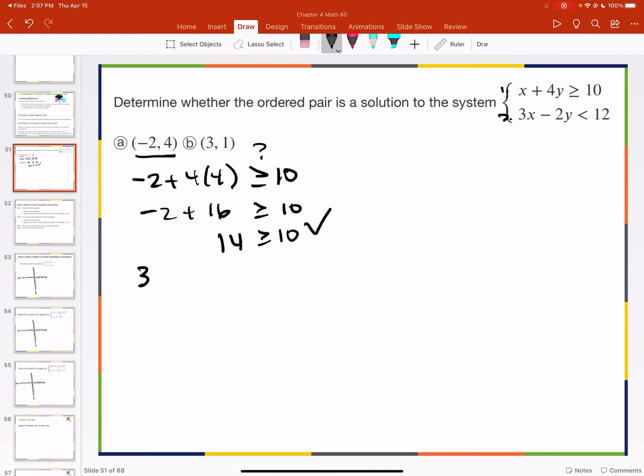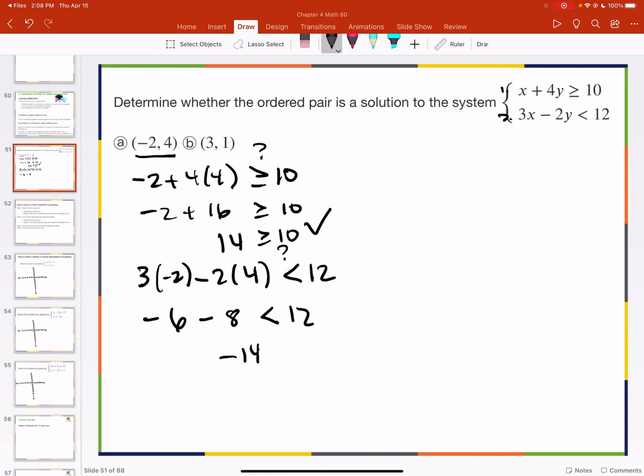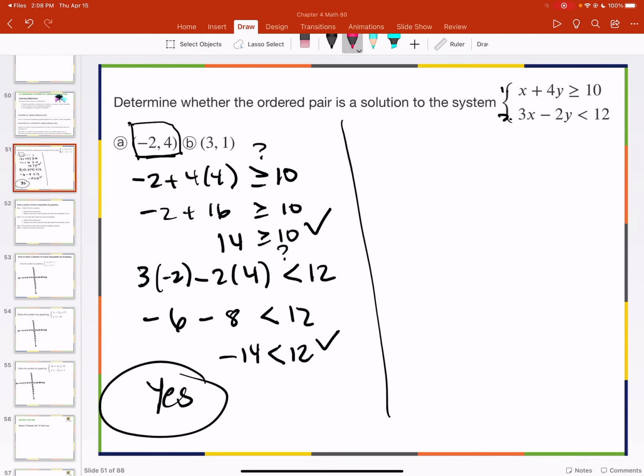So 3 times negative 2 minus 2 times 4, and we're asking if it's less than 12. So we have negative 6 minus 8, and we're saying, is that less than 12? Negative 14, yes, that is less than 12. So this ordered pair is a solution to the system. So yes, okay. And now let's go ahead and try the next one.